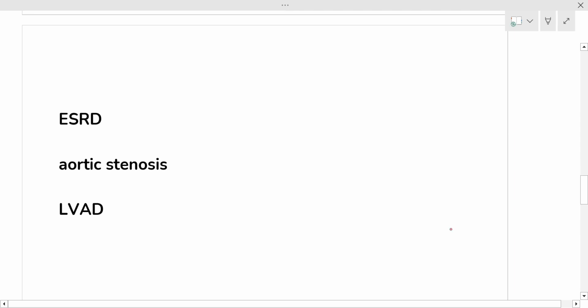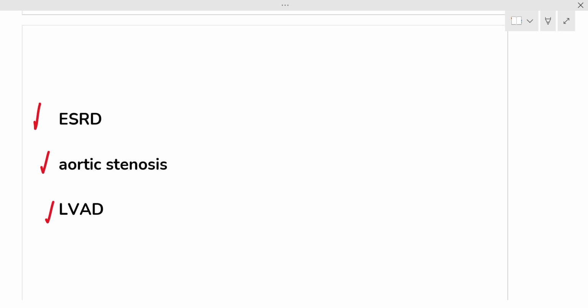So the pathogenesis, we've already spoken about the pathogenesis, which is like local poor oxygenation, which causes the vessels there to be fragile. But there are these three clinical associations of colonic angiodysplasias that the boards will test you on. You want to be talking about end-stage renal disease, aortic stenosis, and LVAD, which stands for left ventricular assist devices.